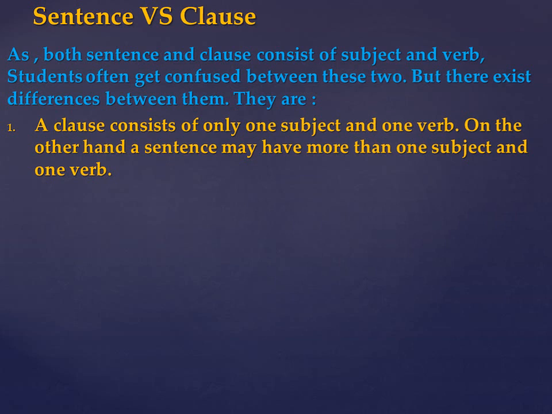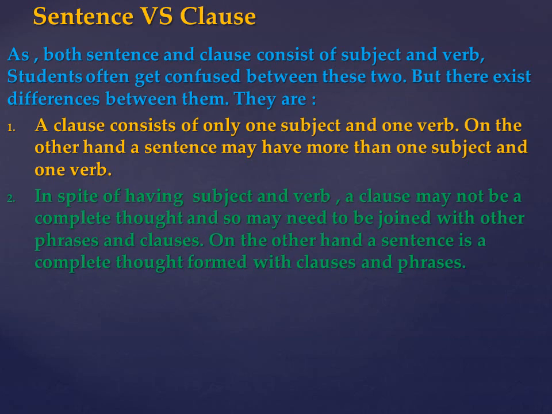On the other hand, a sentence may have more than one subject and one verb. So the range of sentence is wider. A clause can be a part of a sentence, but a sentence is not a part of a clause. It's a sentence. In spite of having subject and verb, a clause may not be a complete thought and so needs to be joined with other phrases and clauses. On the other hand, a sentence is a complete thought formed with clauses and phrases.